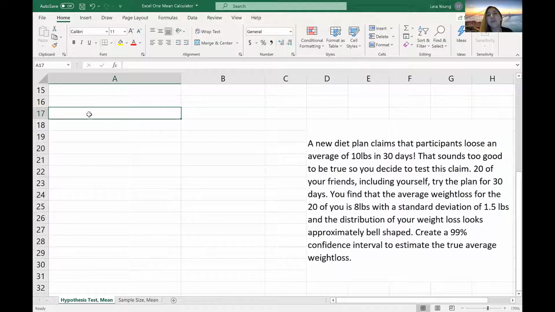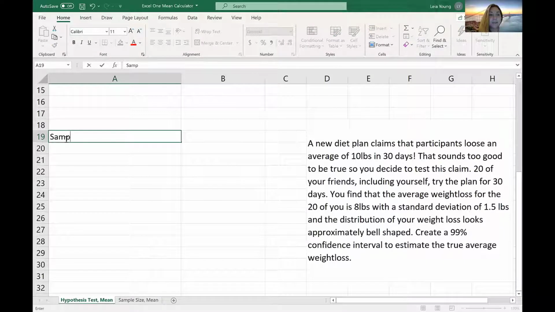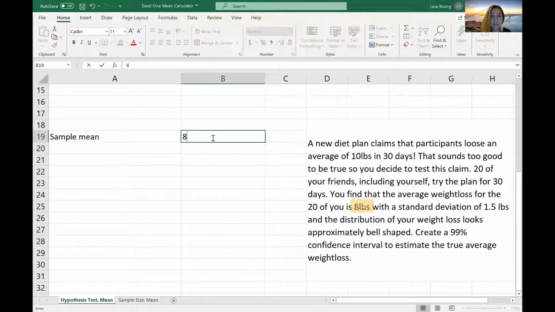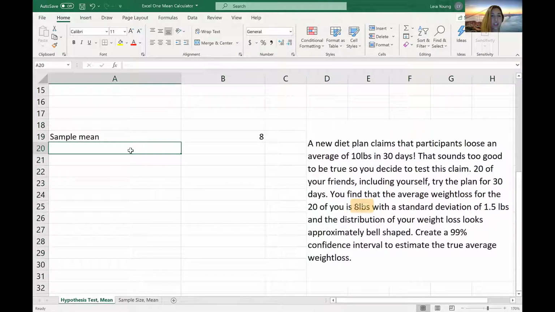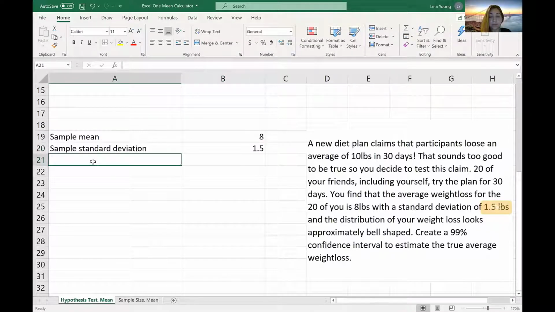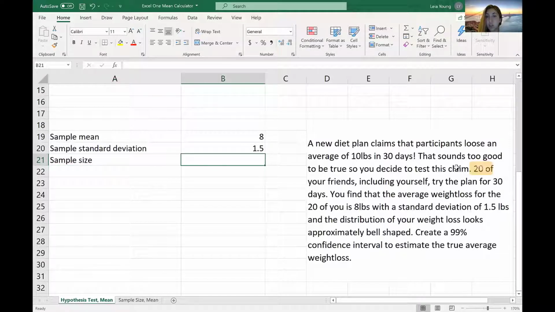It's very important to label your values in Excel to keep yourself organized. So we'll be using the sample mean, which in this case was 8 pounds. Sample standard deviation, which was 1.5 pounds. Sample size, here, 20.